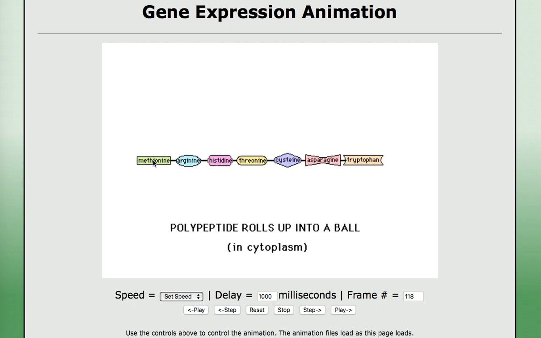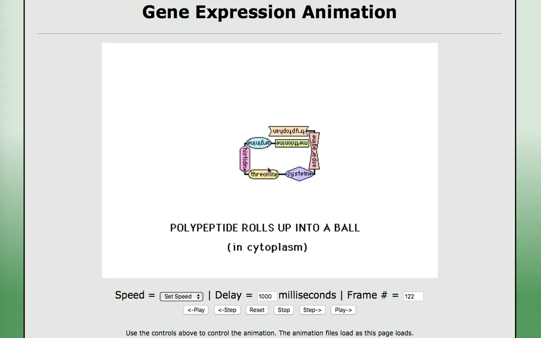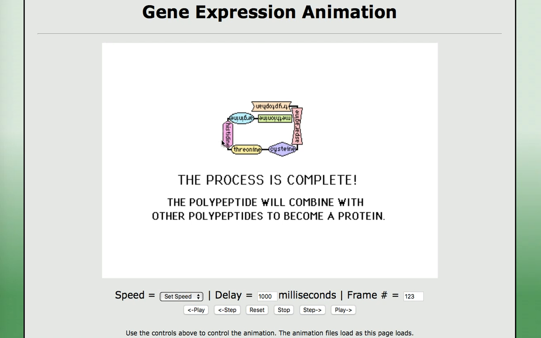This sequence of methionine, arginine, histidine, threonine, cysteine, asparagine, tryptophan will now roll up into some kind of a ball, or it'll coil up or zigzag, and it will form a structure that ends up being insulin, growth hormone, keratin, or collagen, or some other protein in the human body, and that's how proteins get made.